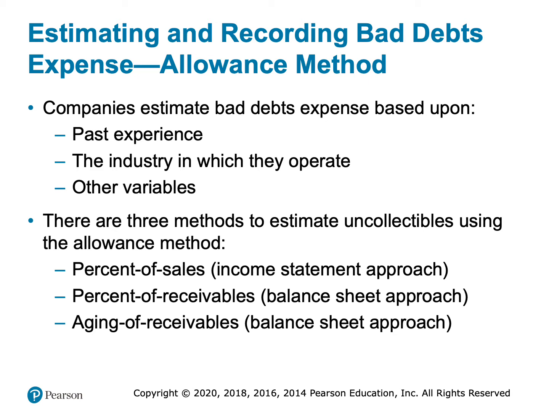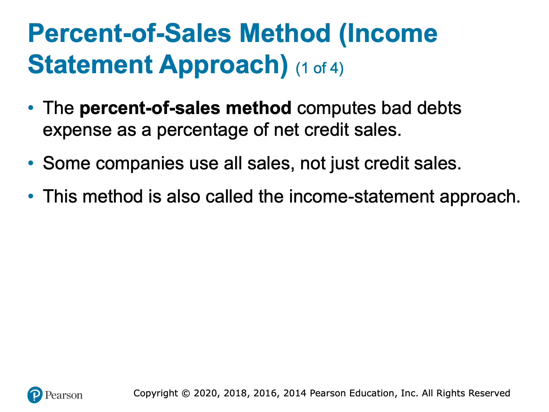Now, let's talk about how we estimate these bad debt numbers, that $80 that we were given. There's a couple of different methods that we can use. We're going to cover three of them, what's called the percent of sales method or the income statement method. And then we're going to look at two different balance sheet methods that are closely related but not exactly the same, percent of receivables and aging.